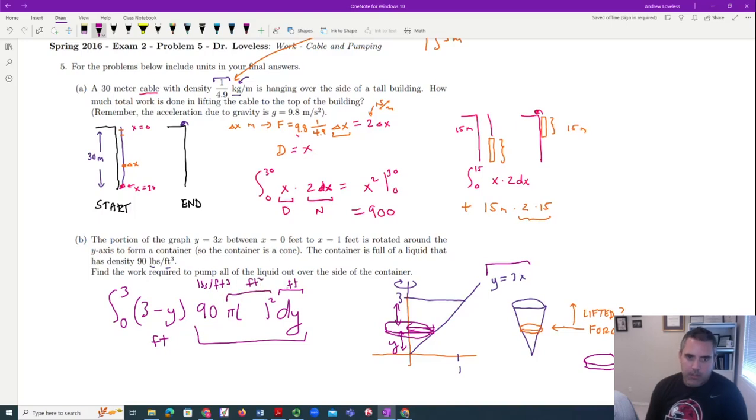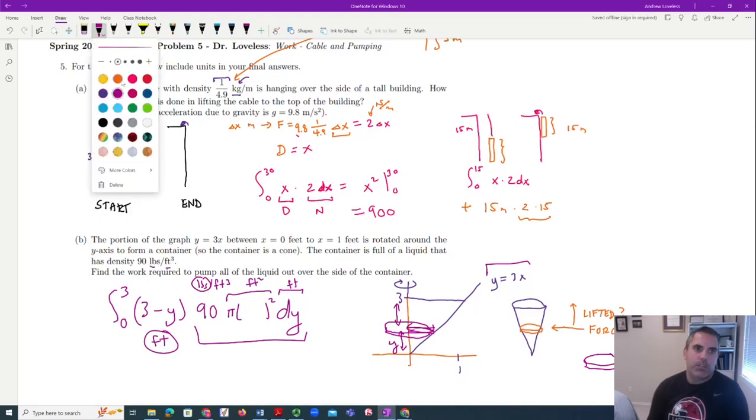So the cubic feet and the cubic feet here is going to cancel. So it's going to be foot pounds, which is good. There's going to be a pounds from here and a foot from here. That's a small little double check. If the units don't come out, then something's really wrong.